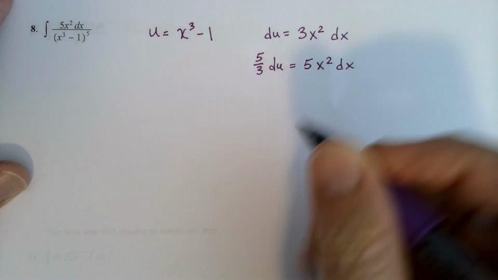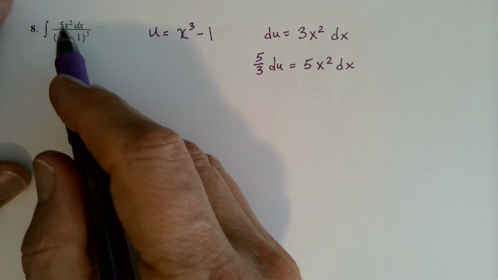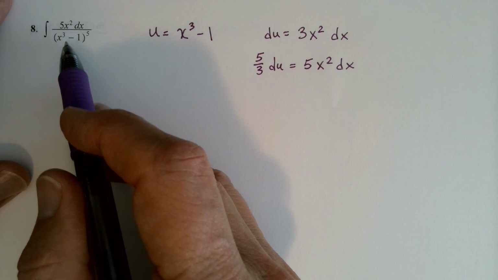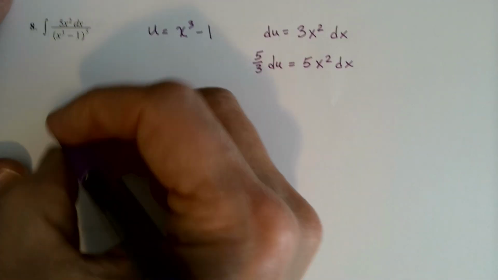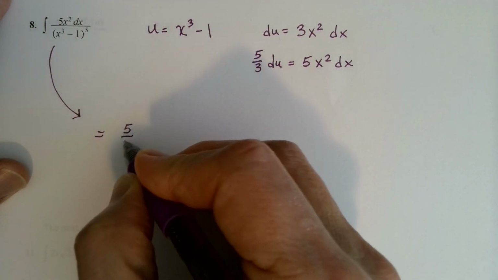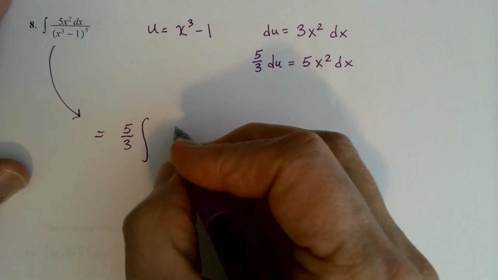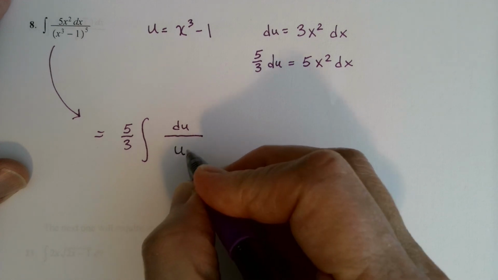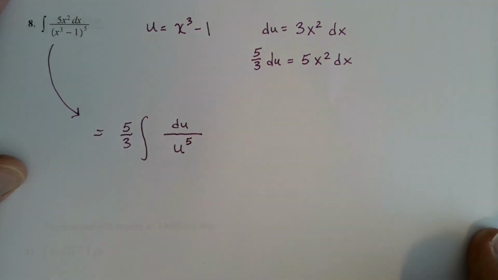And there is my balanced relationship now. So up top, 5x squared dx, that's just going to be 5/3 du. And I'll have 1 divided by u to the 5th. And so I'm going to pull that 5/3 out. Constant multiple of 5/3, right? Because the 5x squared dx is 5/3 du, so there's my du. I have to keep that in there, and down below I just have x cubed minus 1, which is u to the 5th power. There's the substitution.